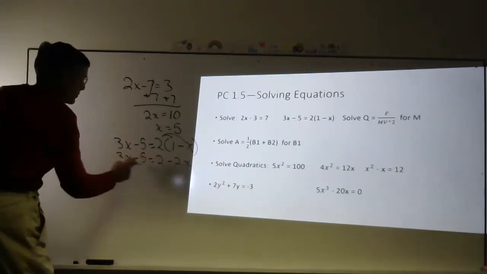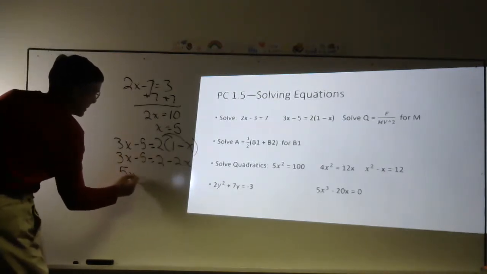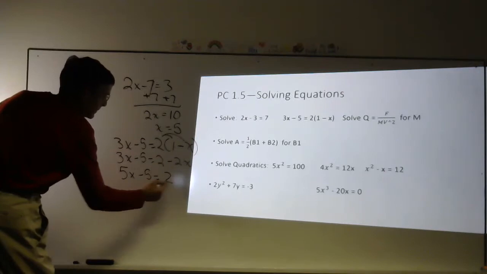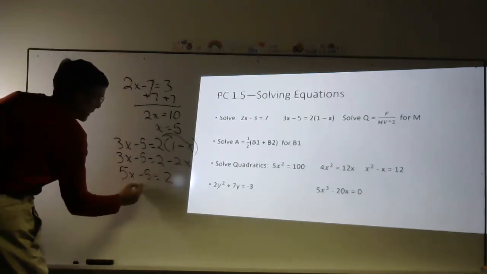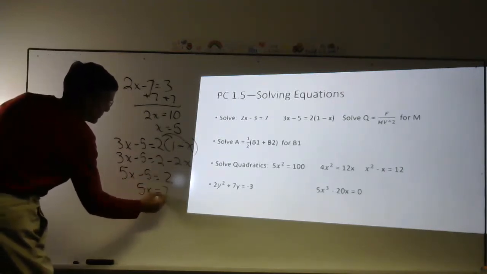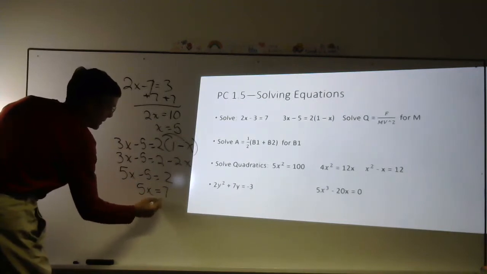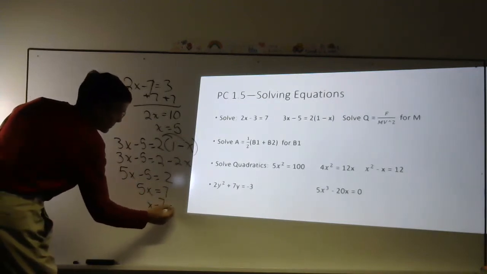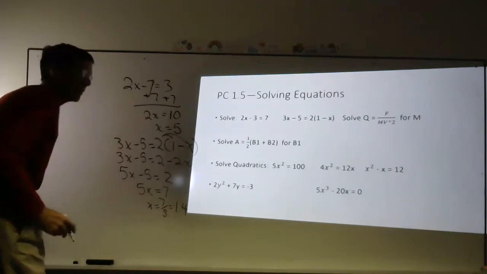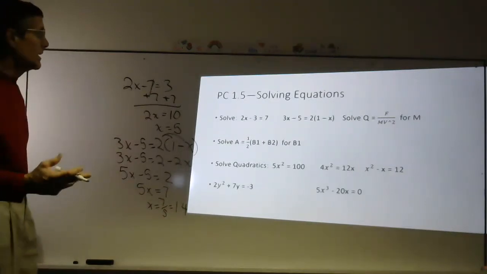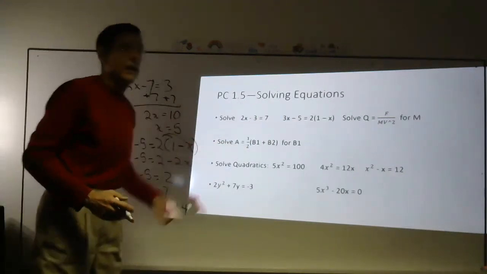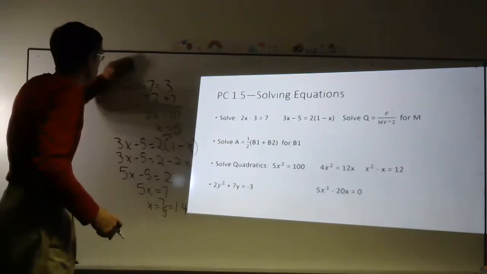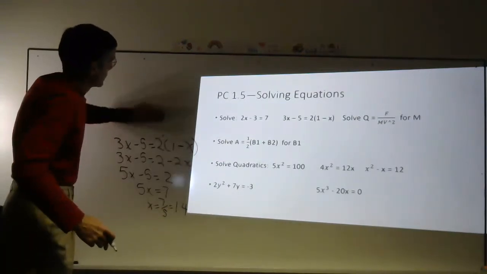So why don't we add 2x to both sides, and we get 5x minus 5 is 2. Now add 5 to both sides. 5x is 7, divide by 5. X is 7/5 or 1.4. Okay? Nice linear equation, but it had x's on both sides.